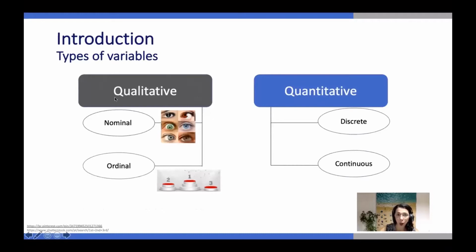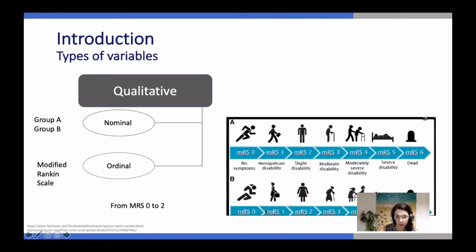Variables can be qualitative or quantitative. Qualitative variables can be classified in nominal and ordinal. So in nominal variables, there is not an order between categories. So we have, for instance, different eye colors. There is not a particular order or types of ranks between different eye colors. Or we can have ordinal variables in which there is a particular order, and the values can be ranked.